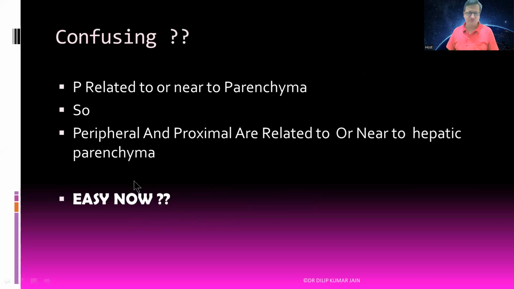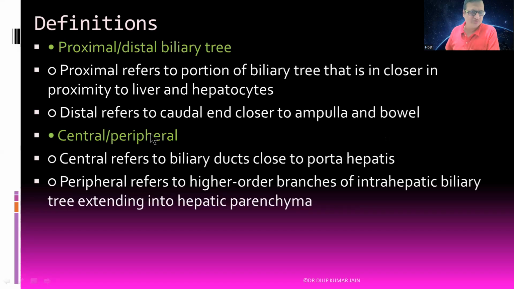Is it confusing? No. So how can you make it easy? You remember P. P is related to or near the parenchyma. So peripheral and proximal are related to or near the hepatic parenchyma, and the opposite are related to the bowel. So P is related to the hepatic parenchyma, so liver and hepatocytes. Similarly, peripheral is related to the hepatic parenchyma.